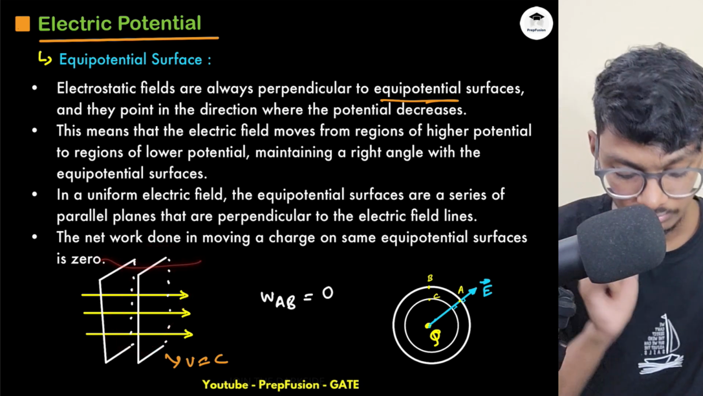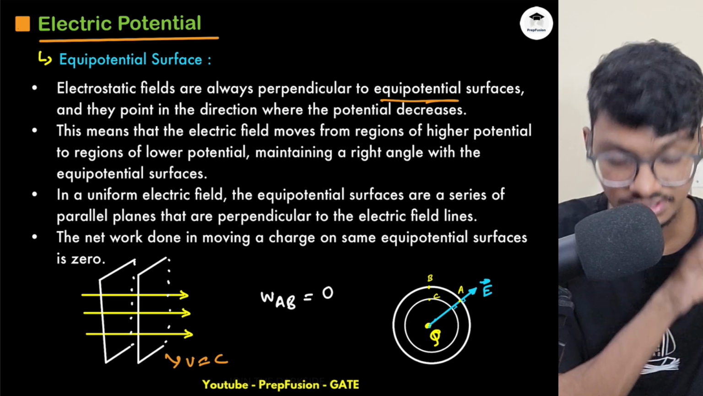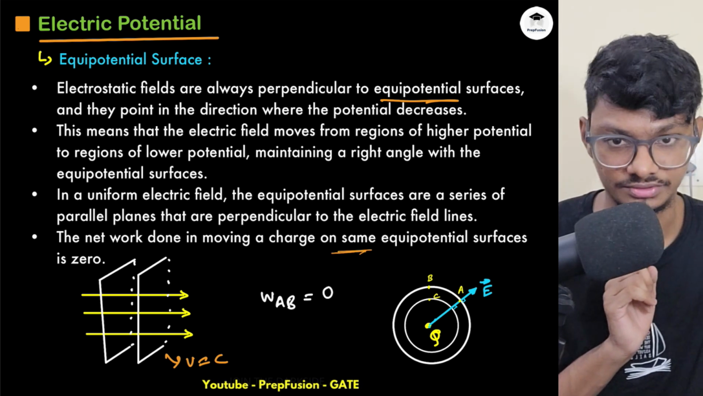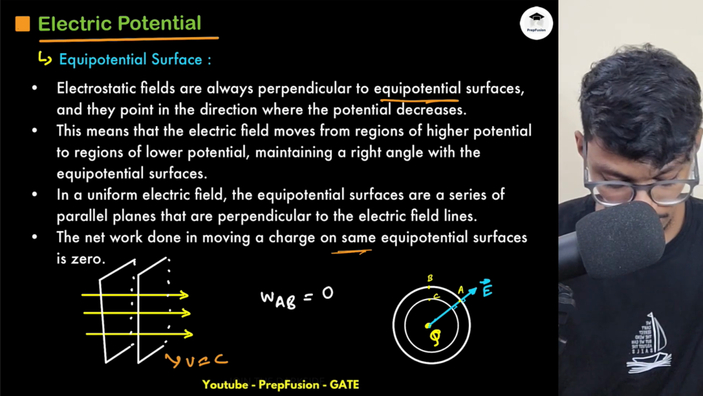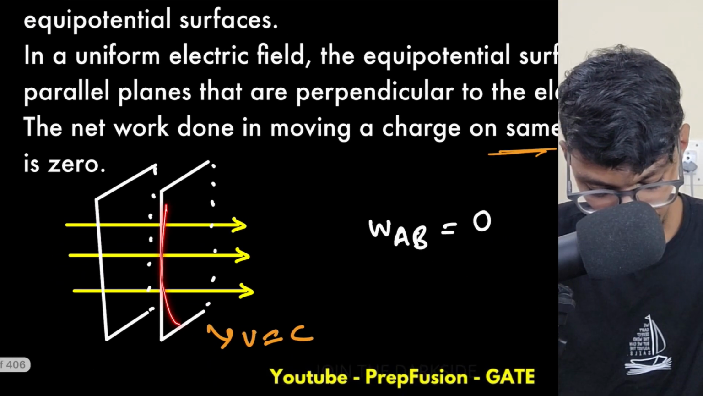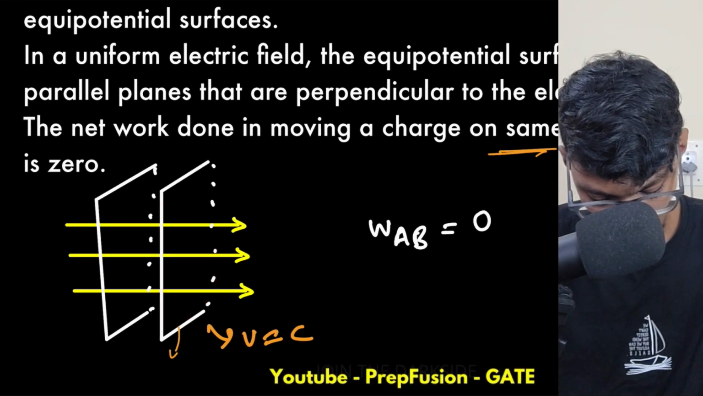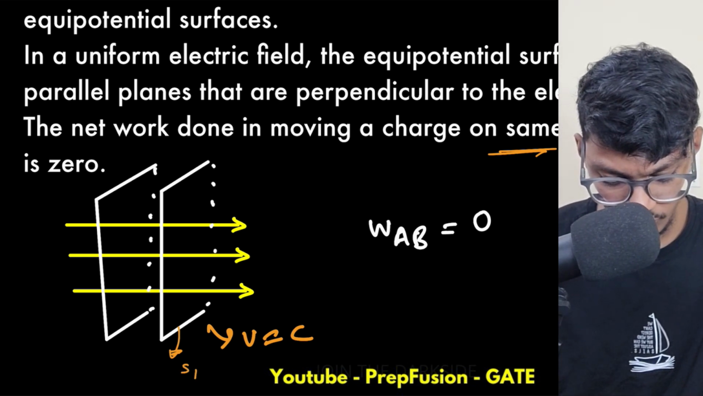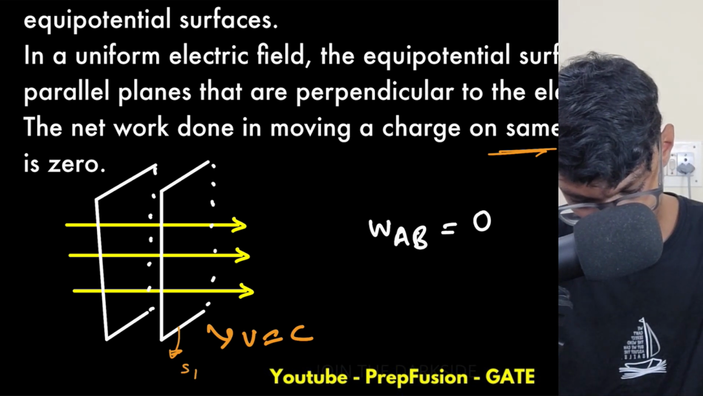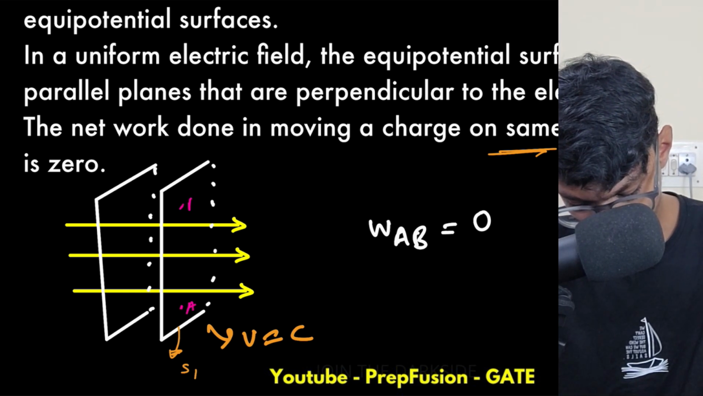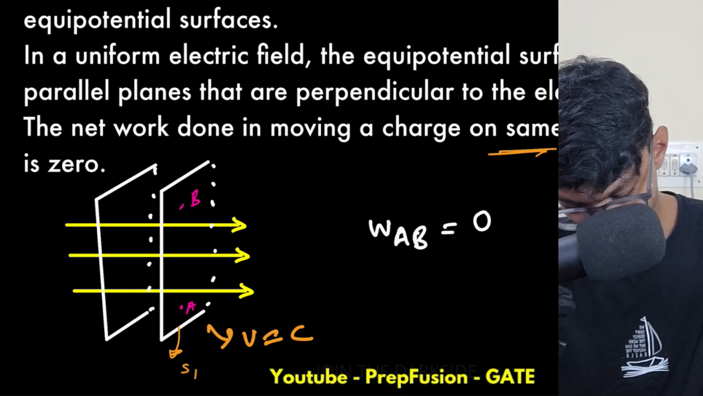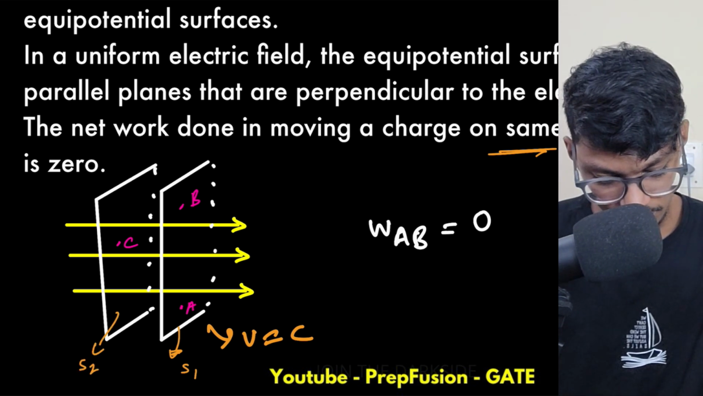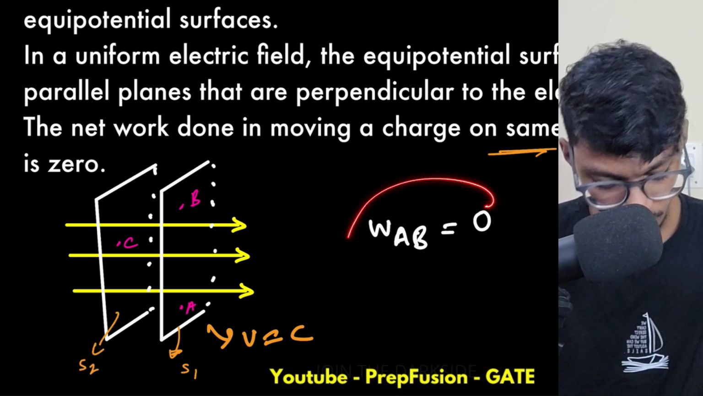The net work done in moving a charge on the same equipotential surface is 0. On the same, this point is very important. What do I mean by same? So this is one equipotential surface, surface S1. Wherever I move my charge, let's say this is point A, this is point B and this is point C, and this is surface S2, correct? So my work done due to AB will be 0.